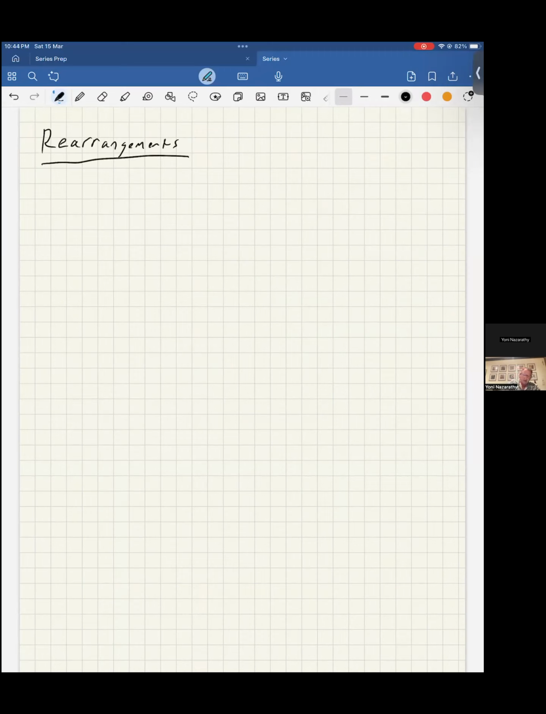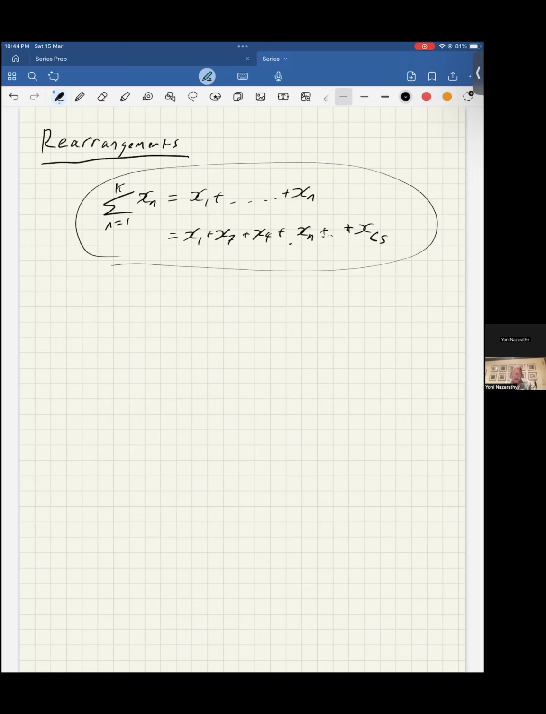The rearrangements. Of course, if you have a finite sum, n going 1 to say k of xn, then by commutativity you can do x1 plus x2 up to xn, but you could also do x1 plus x7 plus x4, or any other order that you'd like, as long as you finish someplace with x65 and maybe xn, where some is here in the middle, and that's all fine. So you can rearrange the order.